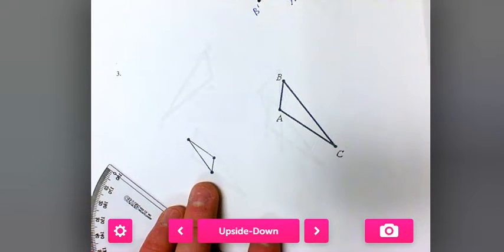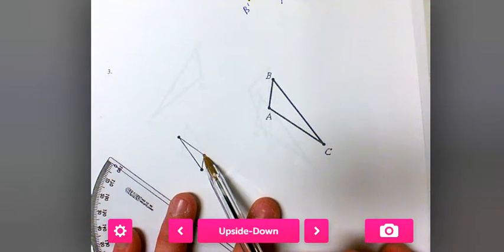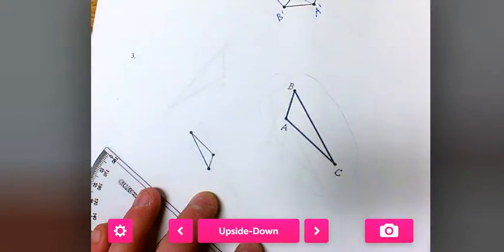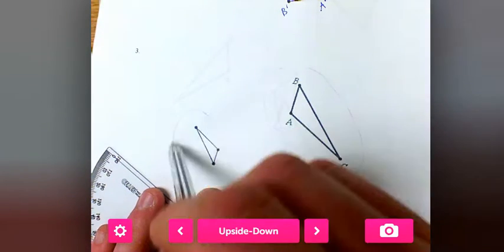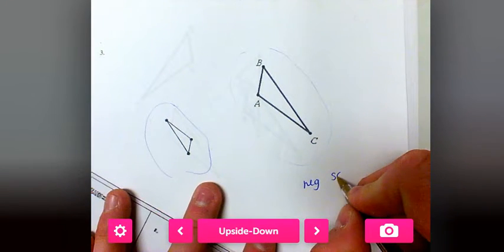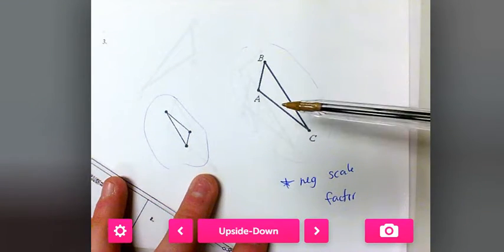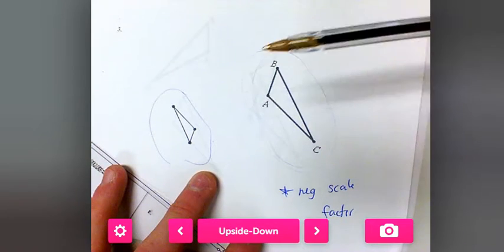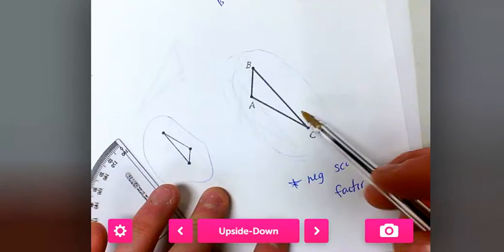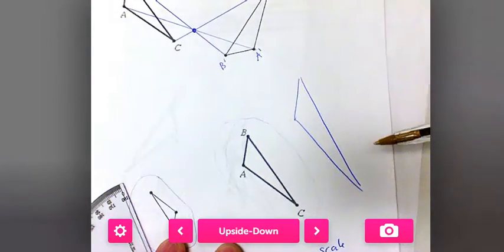Last bit of information that you should remember is you're going to find out whether or not it's negative if the orientation is different. This is a dilation. The orientation of the original looks different from the orientation of the final, so that means this has to have a negative scale factor. Can you see how this triangle is facing? A is pointing that way. If it's positive, it's going to look more like something like this, where it's bigger, but it looks exactly the same.